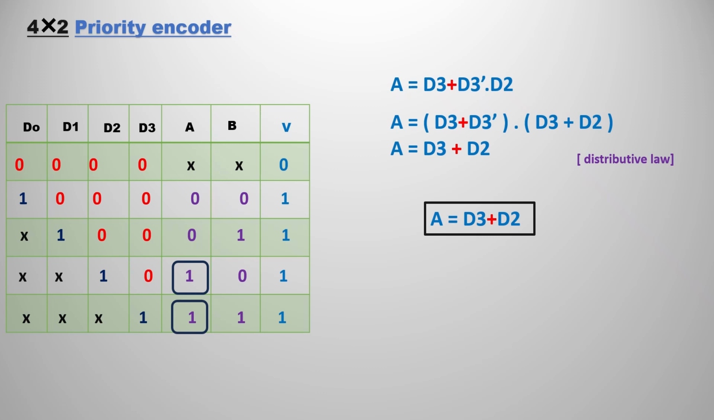According to that, I have already discussed that Boolean algebra. If you want, I am giving the video in the description box, check it out. But here we are going to use the distributive law. So if you consider that D3 can be split like that, means the multiplication can be distributed like that, D3 plus D3 bar, into, D3 plus D2, we can split like that. We already know D3 plus D3 bar is 1, so the output of A is D3 plus D2.